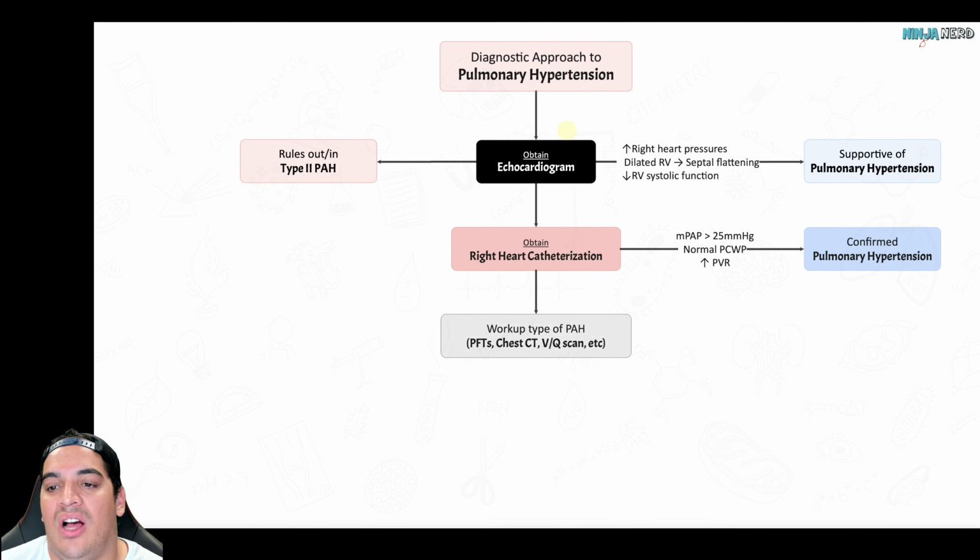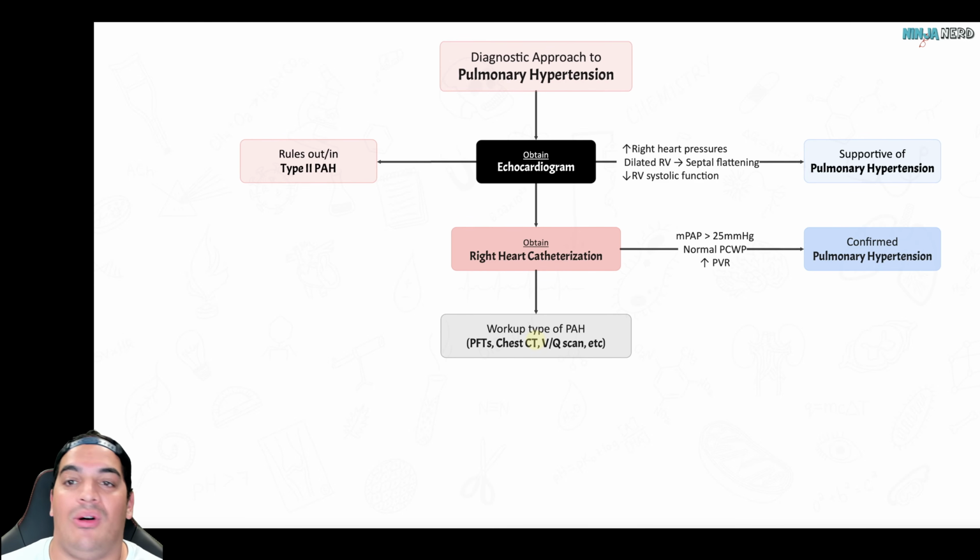Now, if I've done that and I've gone through, and let's say I ruled out type 2 or class 2 because their echo does not suggest left heart failure, then I'm still left with type 1, I'm left with type 3, I'm left with type 4. Class 5, don't even worry about it. That one's kind of like that multifactorial one.